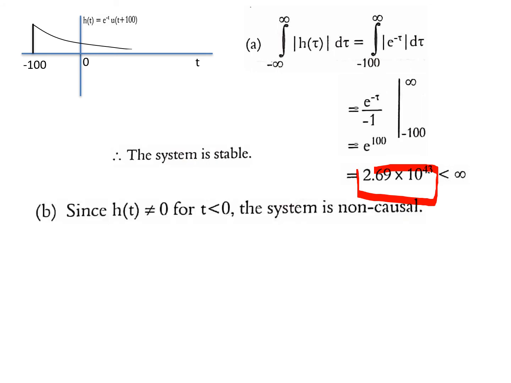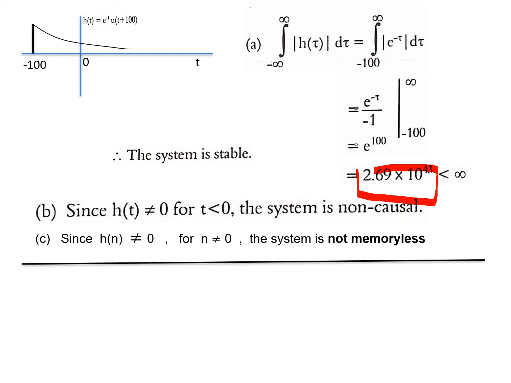The system is stable. Now it is non-causal, as I said in the beginning, by looking into the graph itself. It is non-causal because h of t is not 0 for t less than 0. It is non-causal, and the system also has memory. It is not memoryless, it has memory. End of the problem. Now let us go on repeating.